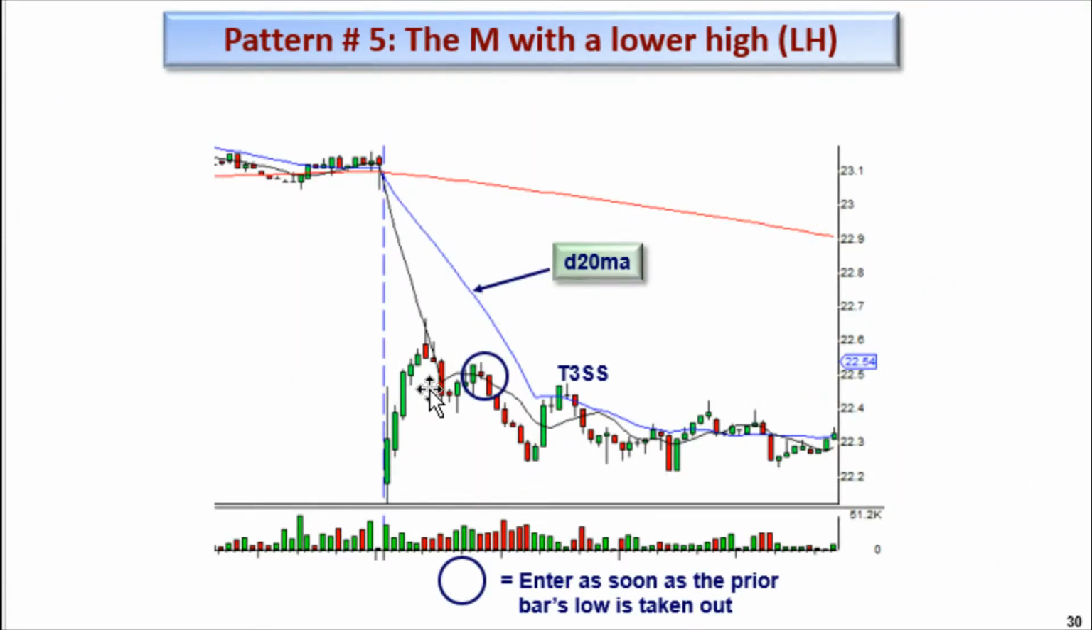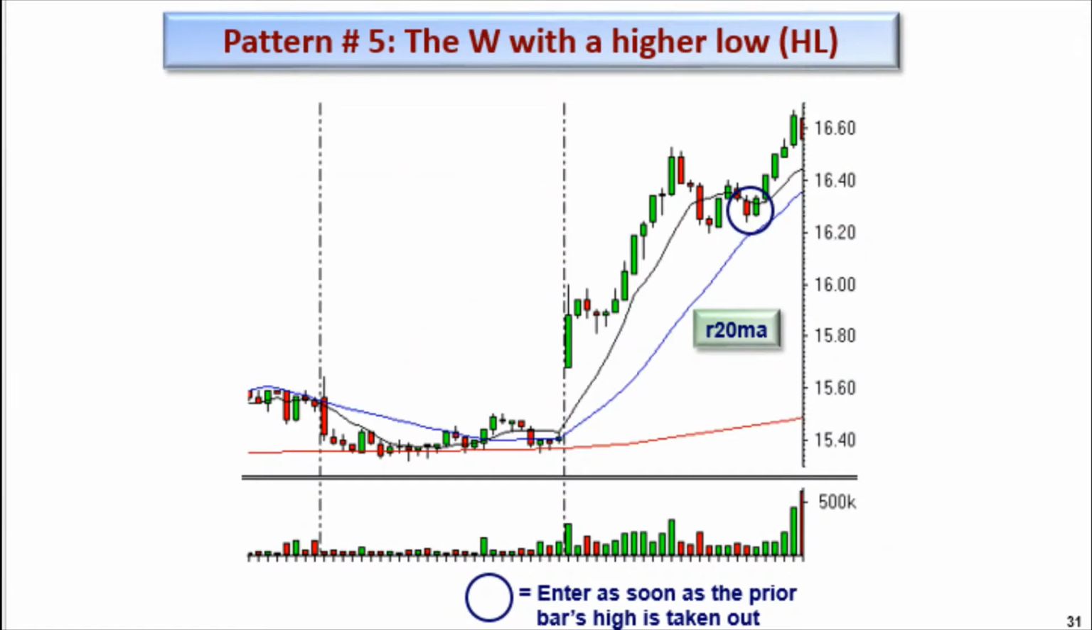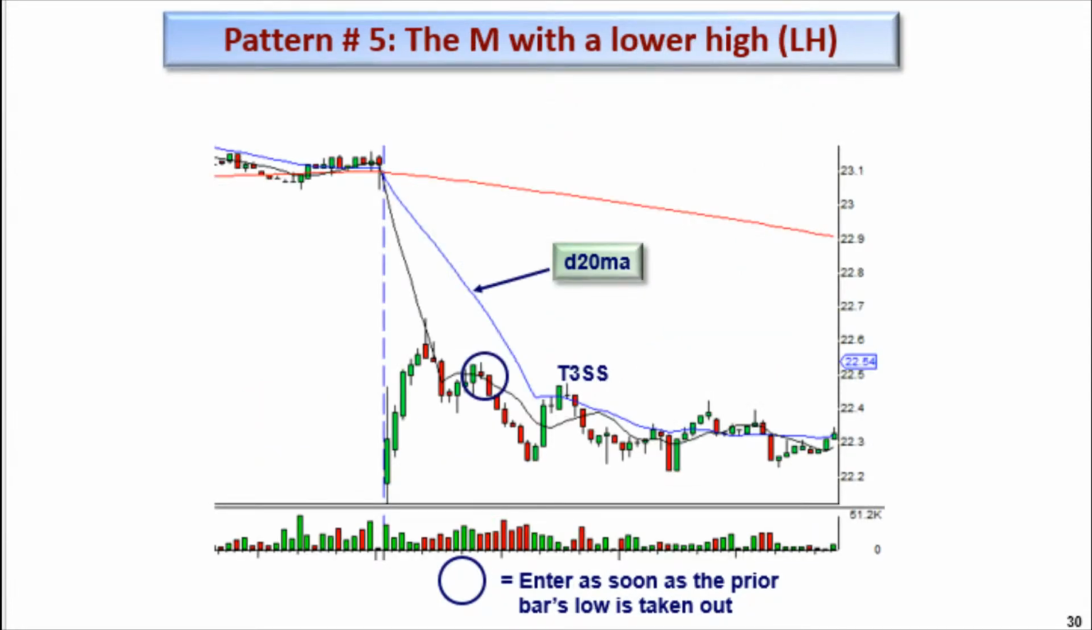So you get the initial sell setup. If you're not sure about it and you don't like it, pass. Or if there's anything wrong with it, wasn't at the 20, pass. If you get a secondary entry, in this case it came in the form of a lower high or an M pattern with a lower high, then sure, play it. Short. Okay? So that's a short.